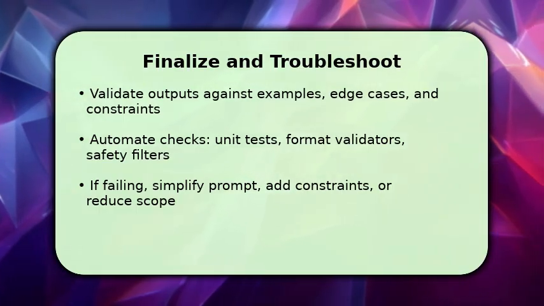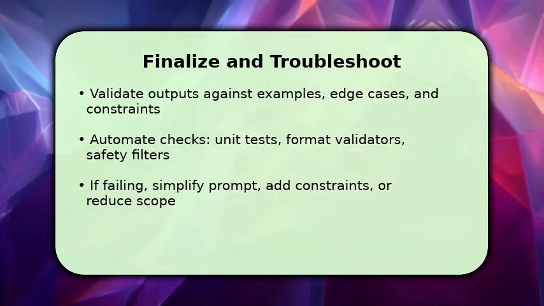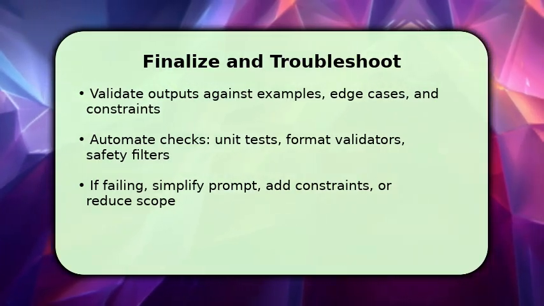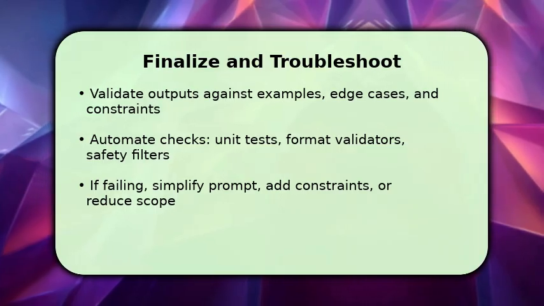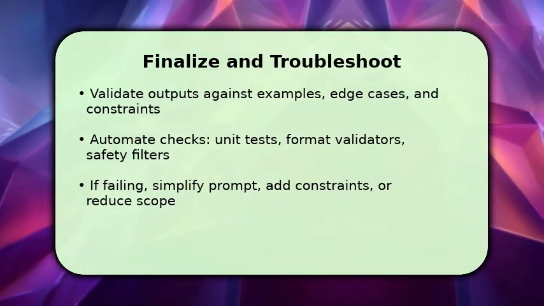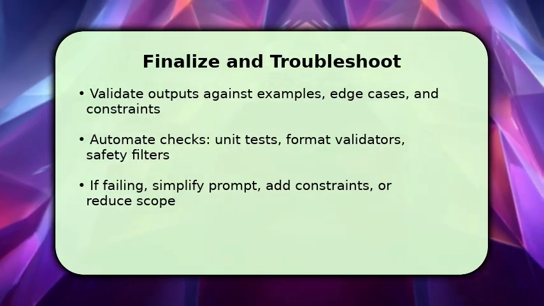If the model drifts or fails, simplify the prompt, add stricter constraints, or reduce the task scope. Often fewer instructions produce more reliable output. One key tip: if outputs are inconsistent, switch to stepwise prompting and test each step separately to isolate the problem.